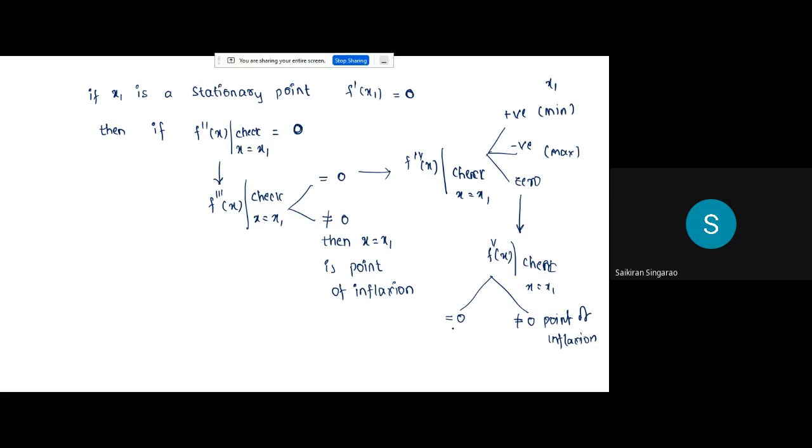If it is coming equal to 0, then what do you do? Then you do your next test. Just 1 second. Give me just 2 minutes, please.